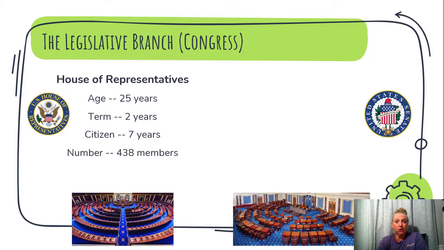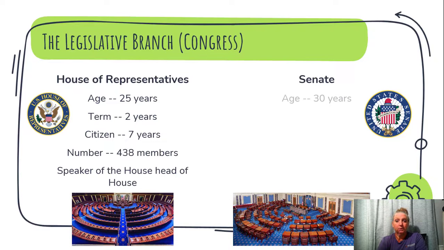There are 438 members. 435 are voting, and then there are 3 non-voting members that represent some territories of the United States, like Puerto Rico, Guam, Washington, D.C. The Speaker of the House is head of the House. That's their title. So when you hear on the news someone referencing the Speaker of the House, that means they're the top person, the one that's ultimately in charge of what the House is considering for legislation.